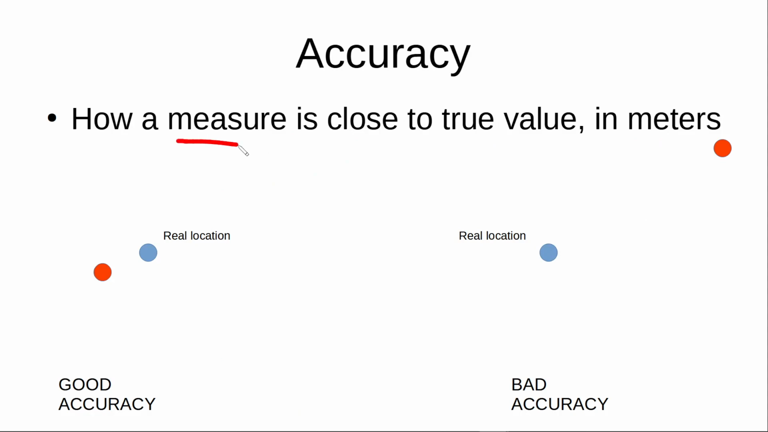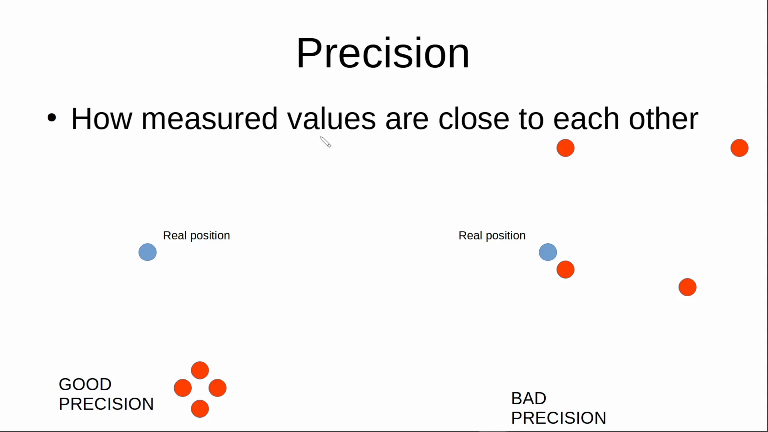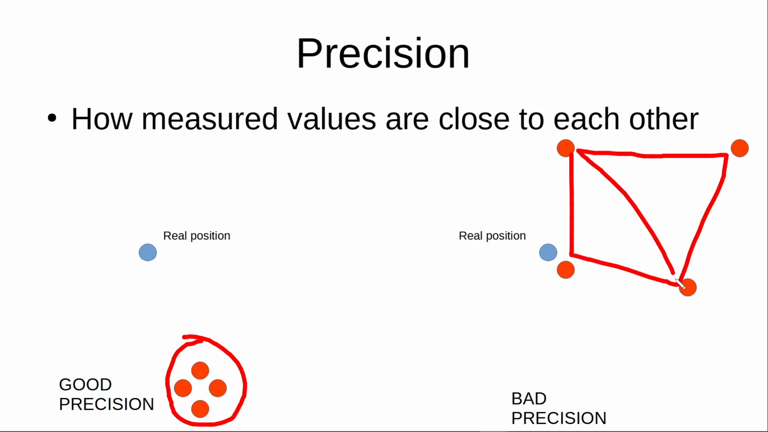Accuracy is how close a measure is to a true value. It is given in meters. So for instance, we have good accuracy here and bad accuracy here. Precision is how close measured values are to each other. So in this case, I have good precision here and bad precision here. Notice that in this example, I have good precision but bad accuracy.